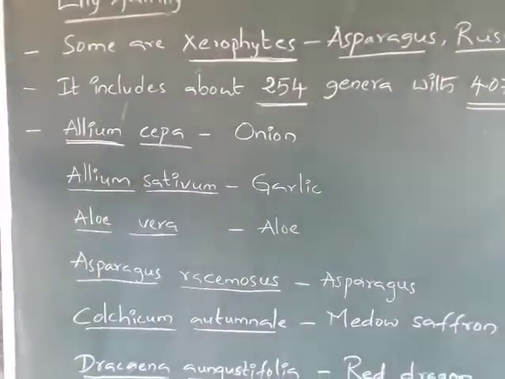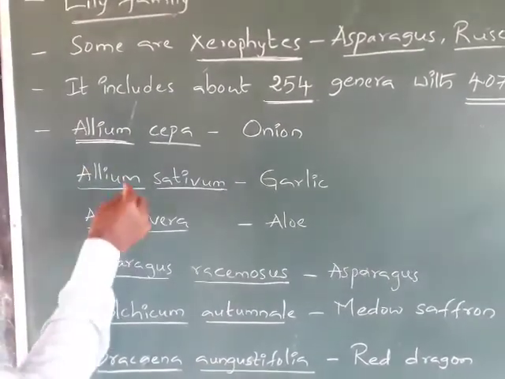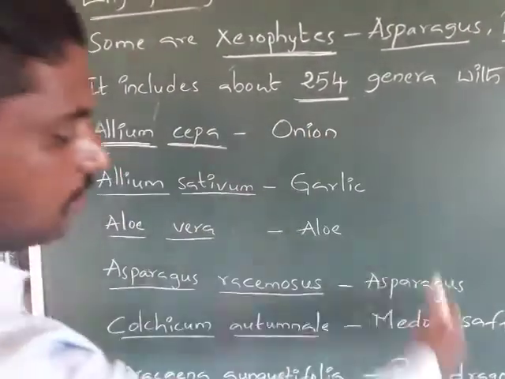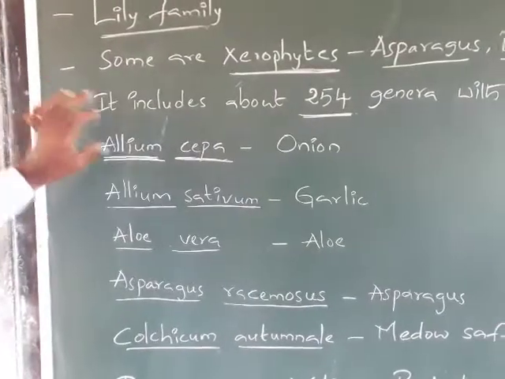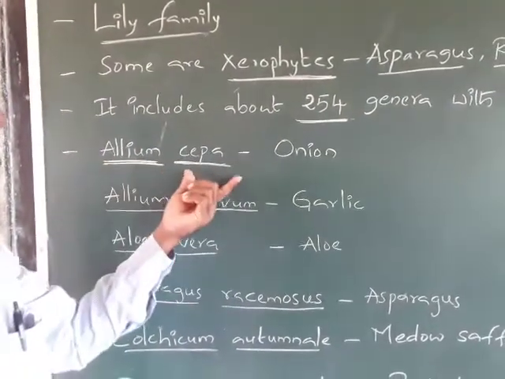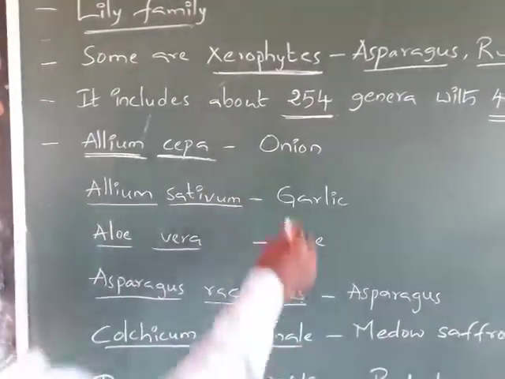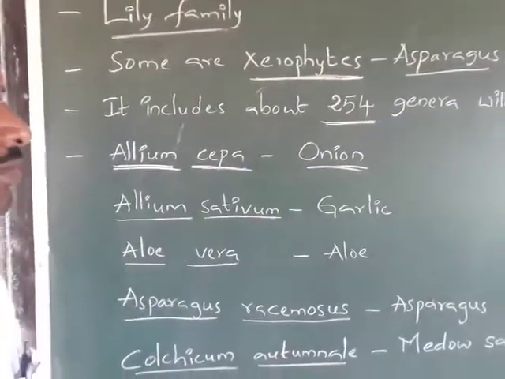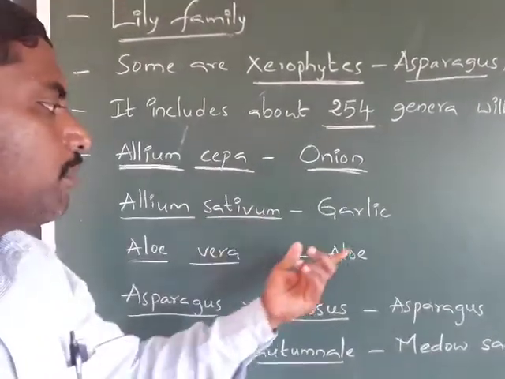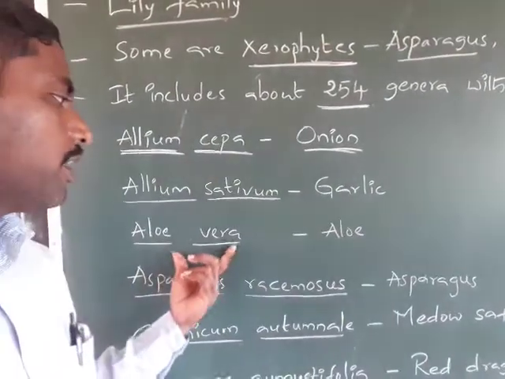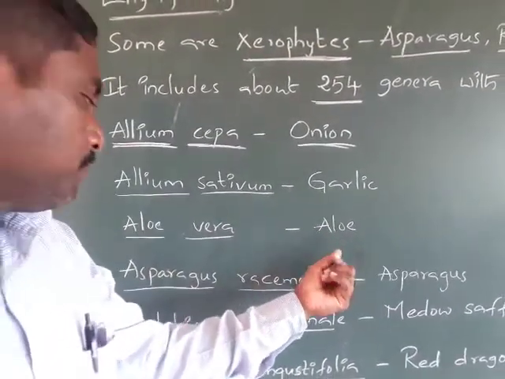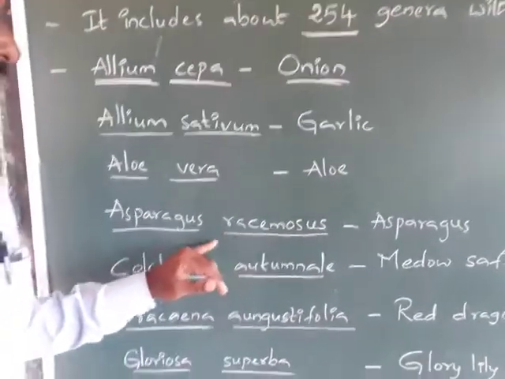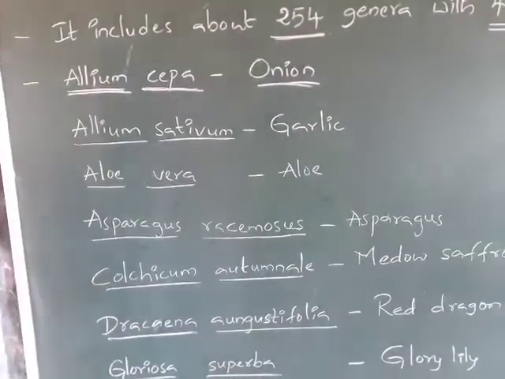Here are some important plants of this family. We will discuss the scientific names along with the common names. Allium cepa is commonly called onion, a well known plant. Allium sativum is the scientific name of garlic. Aloe vera is the scientific name of aloe, or kalabanda. Asparagus racemosus is the scientific name of asparagus.